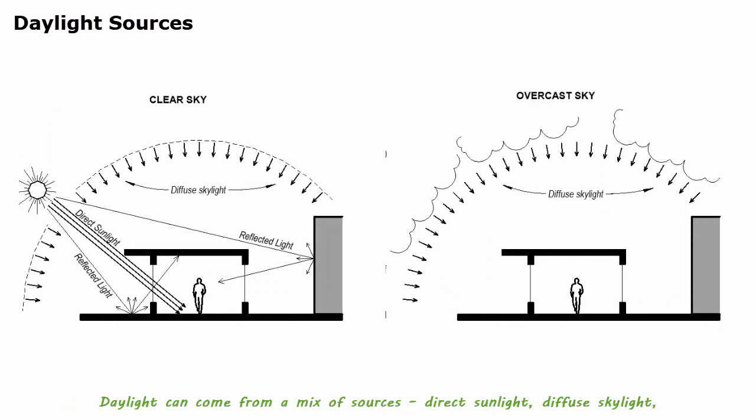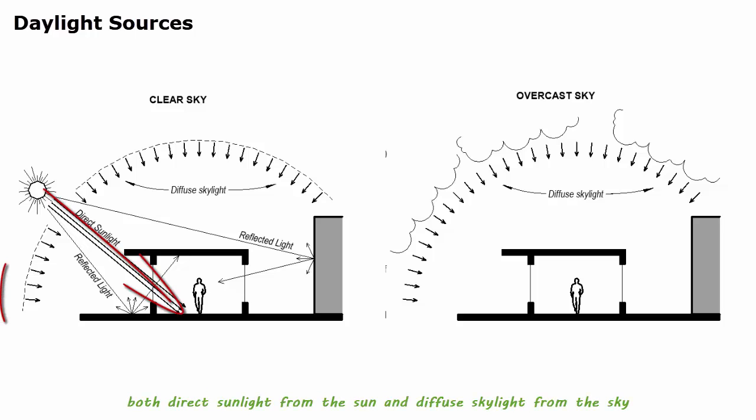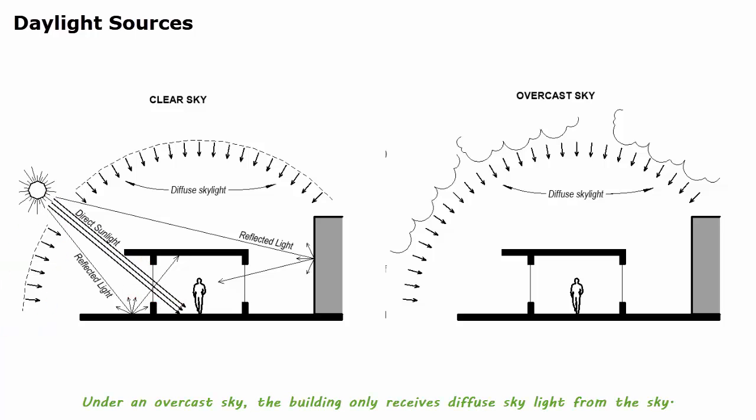Daylight can come from a mix of sources: direct sunlight, diffuse skylight, and reflected light from the ground and surrounding structures. Under a clear day, a building facade, for example south-facing, may receive both direct sunlight from the sun and diffuse skylight from the sky. Under an overcast sky, the building only receives diffuse skylight from the sky.